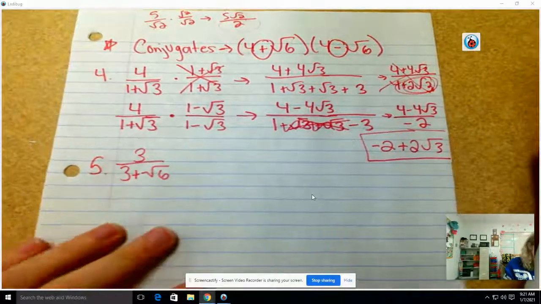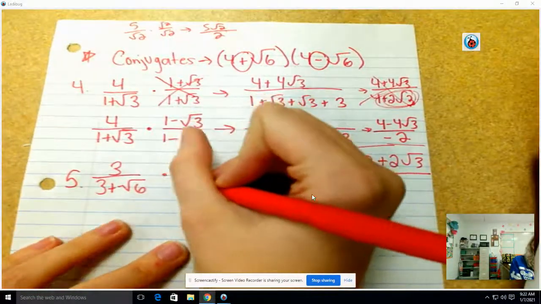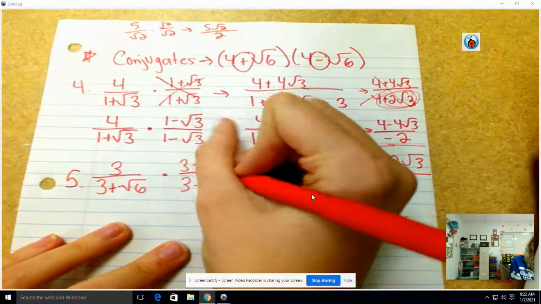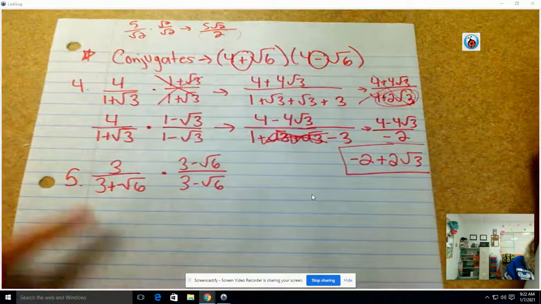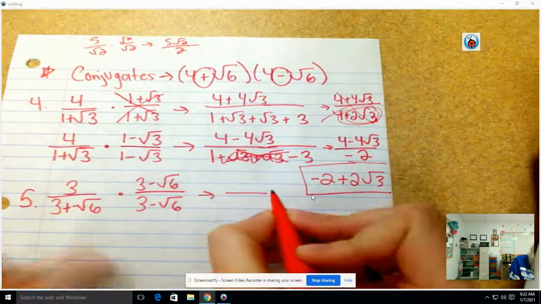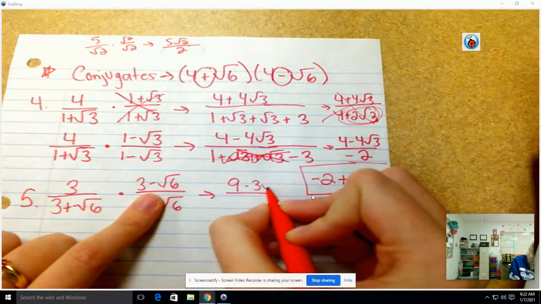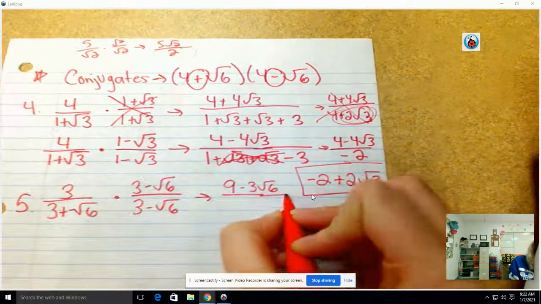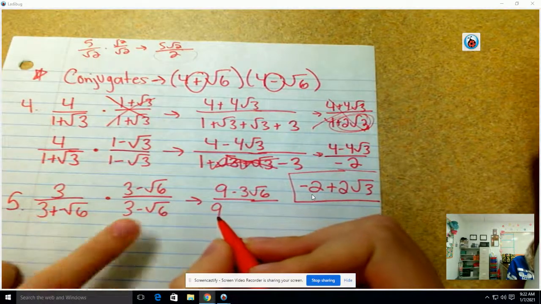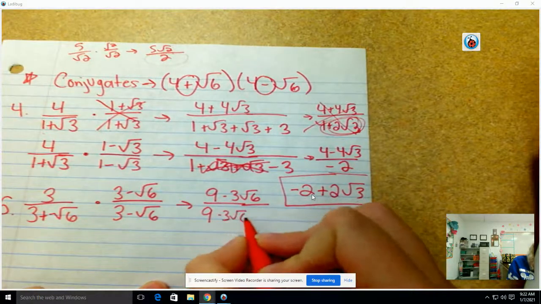Then we're going to have 3 times 3 is 9. 3 times negative radical 6 is going to give me negative 3 radical 6. It's going to give me positive 3 radical 6. And then radical 6 times negative radical 6, that's going to give me negative 6. So I can go ahead and simplify some stuff. These two are going to cancel out because they add to be 0. I'm going to be left with 9 minus 3 radical 6 over 9 minus 6 is going to give me 3.